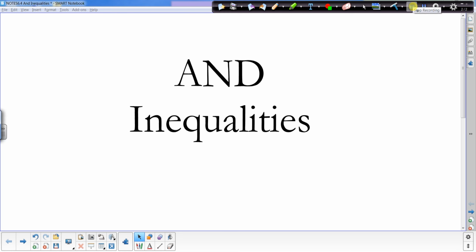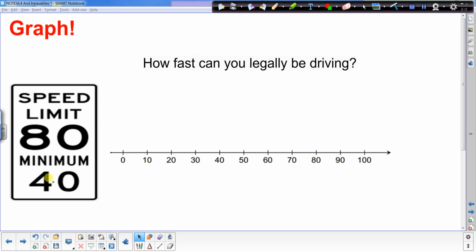Today we're going to be looking at "and" inequalities. These are still compound, meaning we have more than one, but it's going to be slightly different than "or." So we've seen this sign before. Now we're going to look at this question: how fast can we legally be driving? Well, it says my maximum is 80 and my minimum is 40.